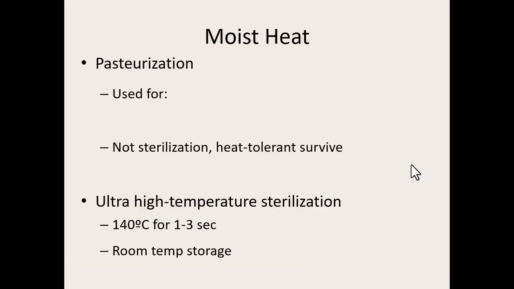Another type of moist heat is pasteurization. Pasteurization is used for, I don't want to say sterilizing, depending on which pasteurization method. But pasteurization is for when you are trying to kill things in a fluid. This is not something you use if you're trying to sterilize instruments or tubes or anything like that. Pasteurization is if you are trying to kill organisms in a fluid. Pasteurization was initially used for making wine and beer. Yes, we use it for milk all the time now, because we're trying to kill all the things that are in there.